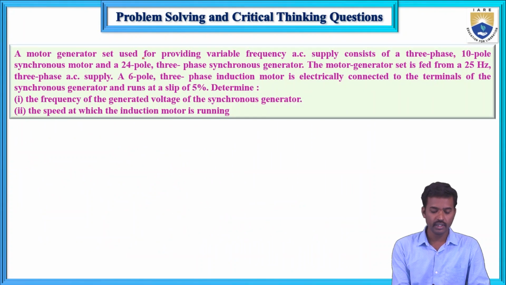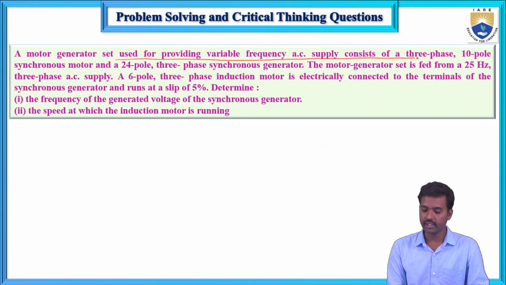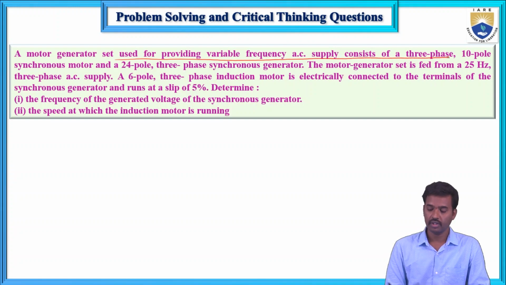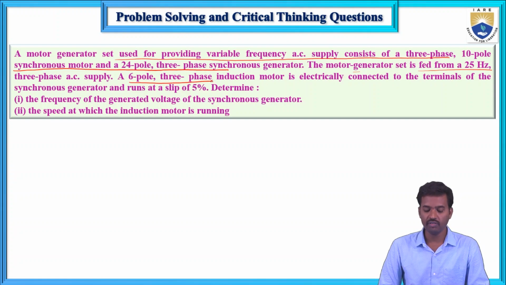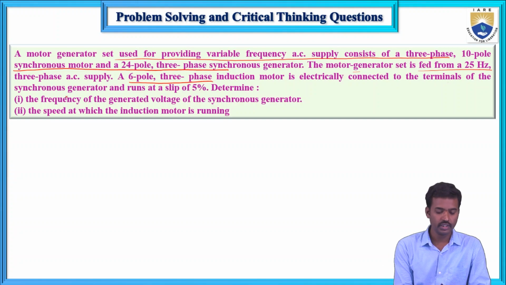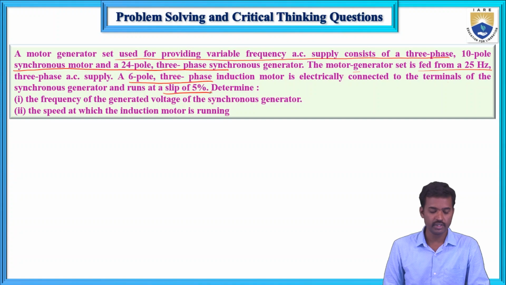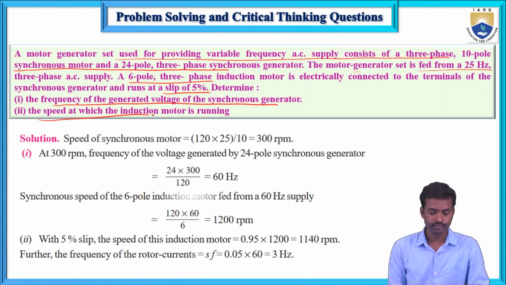A motor generator set used for providing variable frequency supply consists of a 3-phase, 10-pole synchronous motor and a 24-pole, 3-phase synchronous generator. The motor is fed from a 50 Hz, 3-phase supply. A 6-pole, 3-phase induction motor is electrically connected to the synchronous generator and runs at 5% slip. Determine the frequency, generated voltage and speed. So we know this one.